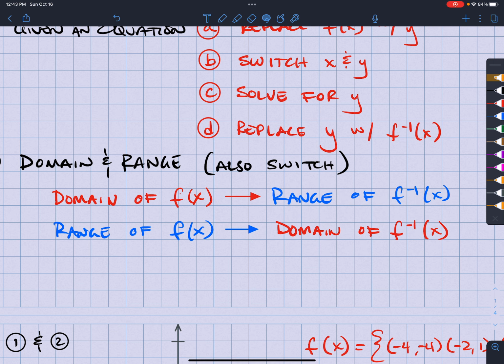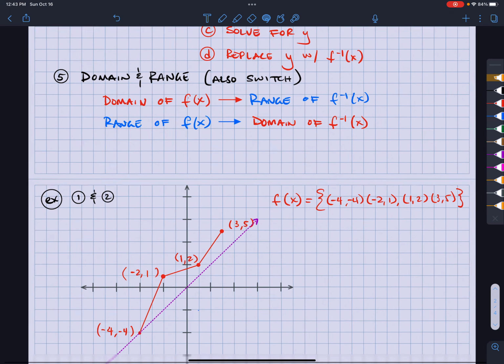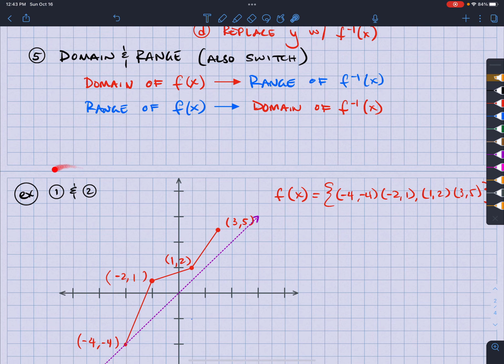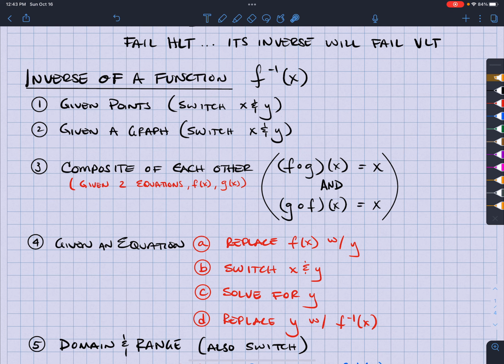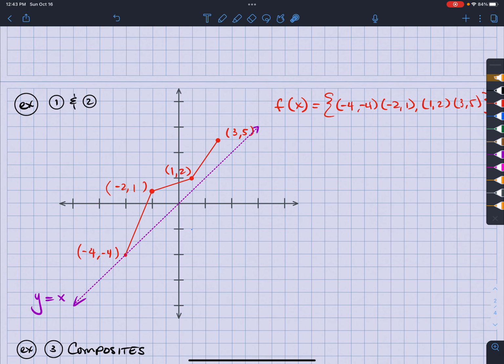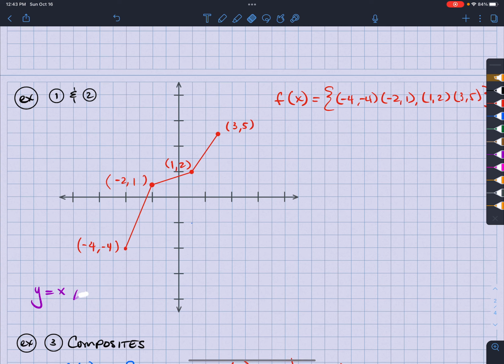Okay, so let's get into some of these problems. These numbers right here denote which one of these methods it would take care of. So I put 1 and 2: given points, given graph. How do we go? Switch x and y. If I look at this graph right here, actually these aren't supposed to be here. Let me put those away for now. So what I was thinking about doing was, I was given a graph, and let's say these points weren't even here. I can read those points off the graph.